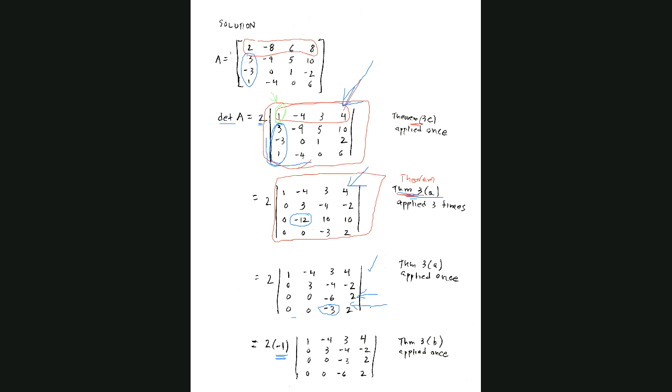But at any rate, for this example we're doing in section 3.2, I wanted to demonstrate all three parts of the theorem. So now what we're going to do is get a 0 where that -6 is.